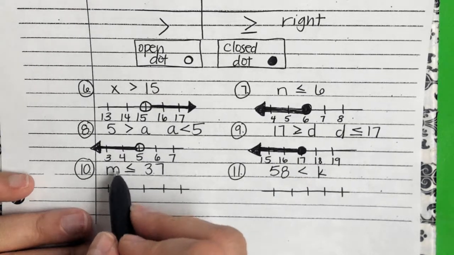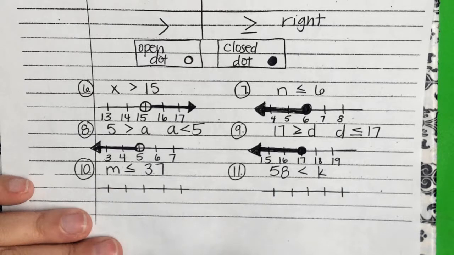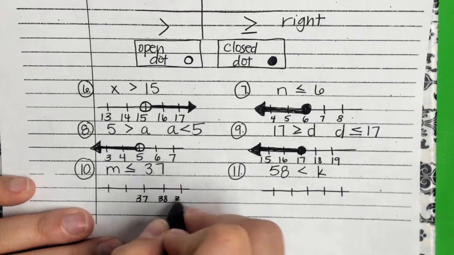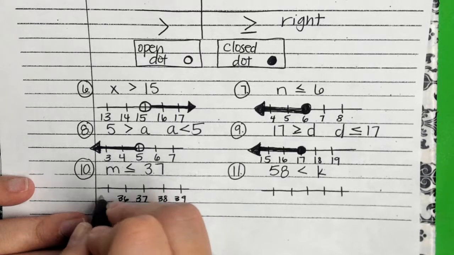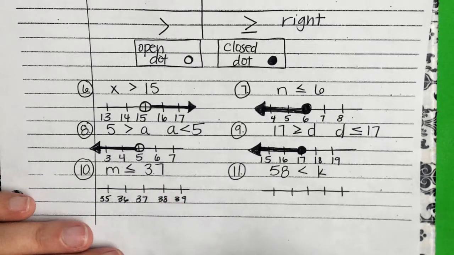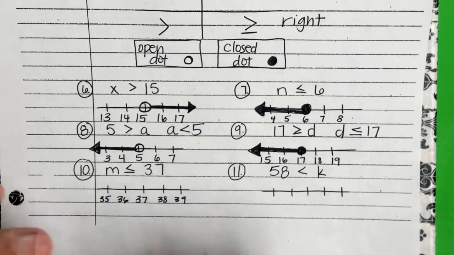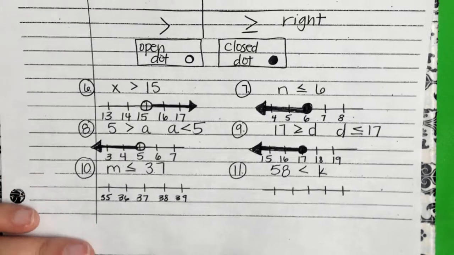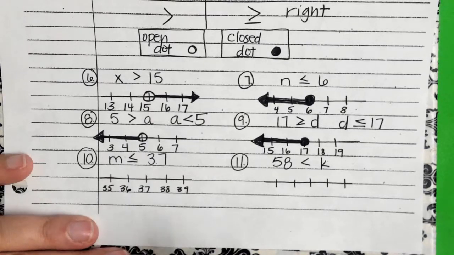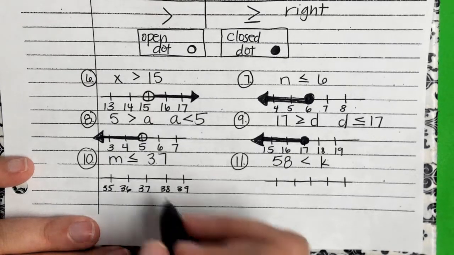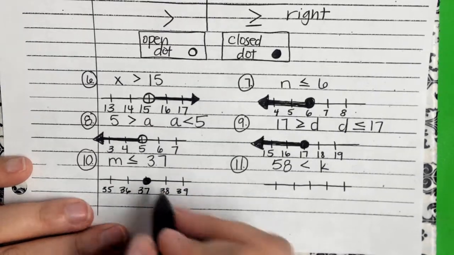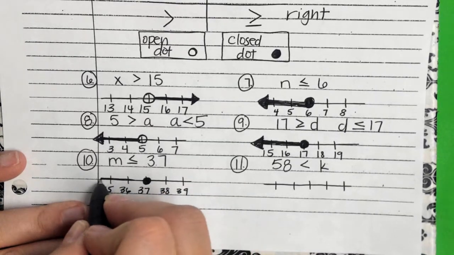Okay. I have my variable first, so I don't need to change anything. 37. And guys, your number doesn't always have to be in the middle. Whenever I don't have numbers written, I'll do that. But you'll have situations where your number you're graphing is not in the middle of your graph. Looking at this one, M is less than or equal to 37. Is it open or closed? Closed. Very good. And which direction? Left. We got a lot of lefts here.